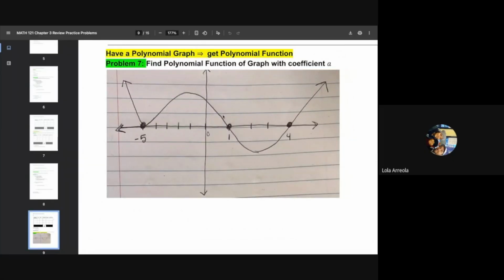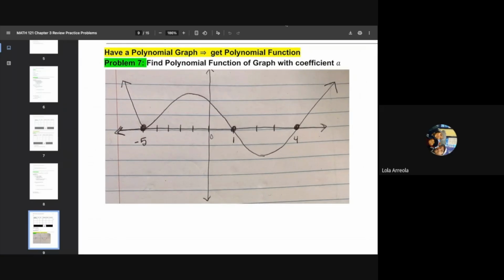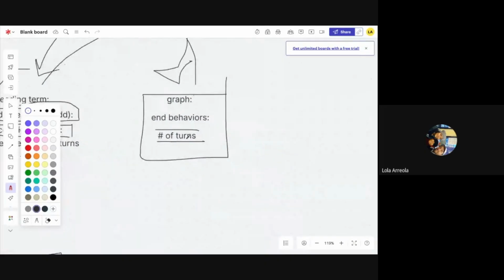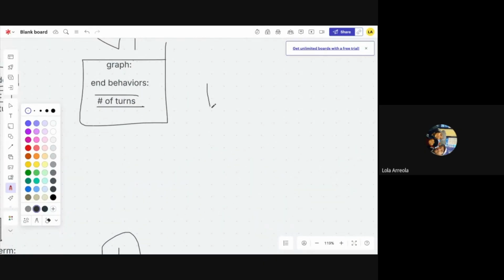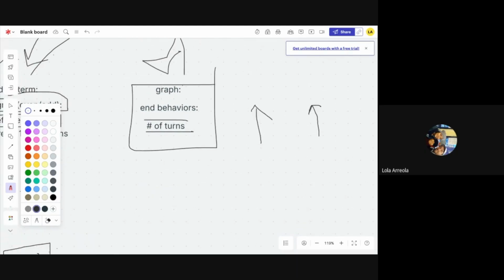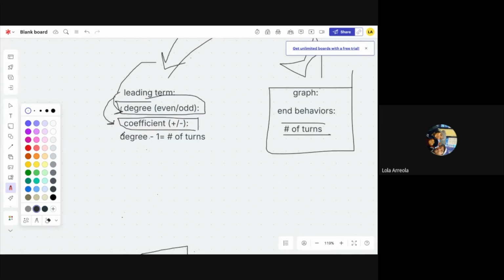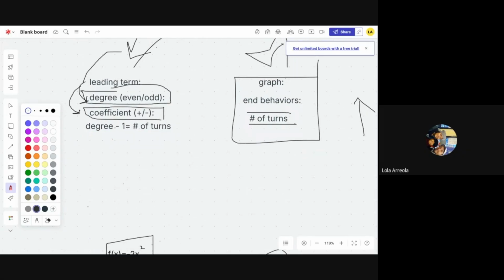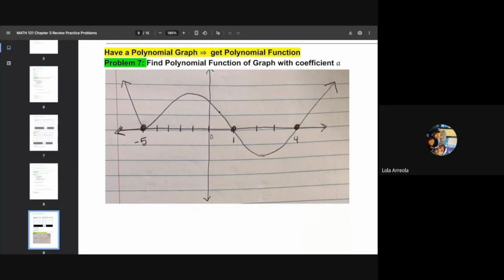So looking at the end behaviors of this graph, what are they? I see up and up. So I'm going to go ahead and write that. That's the most important part, that I have an up scenario. Now I'm going to see how many turns I have. Just like we went from degree minus 1 equals the number of turns, we could also do number of turns plus 1 to get the degree, just to confirm whether it is an even or odd number. So I have 1 turn, 2 turns, 3 turns. So I have 3 total turns.